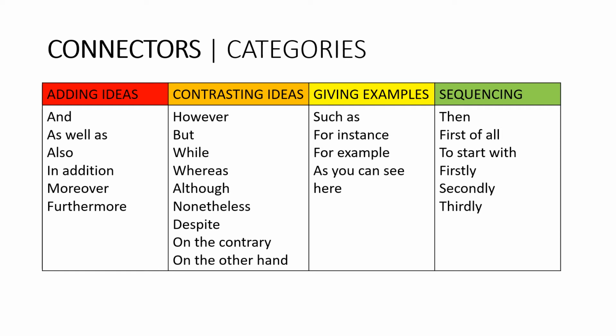You can use connectors to give examples, and also for sequencing. For sequencing, you make clear what the order of certain events is. Here you would see that you could first of all start with this information, then you come to the second point, and thirdly you could discuss the following point of information. Those are important whenever you want to establish an order in the information that you are communicating.